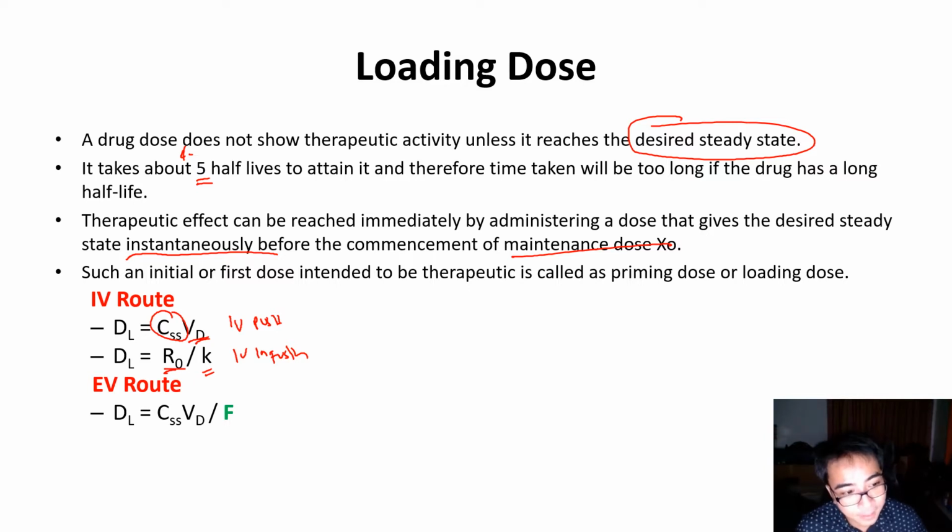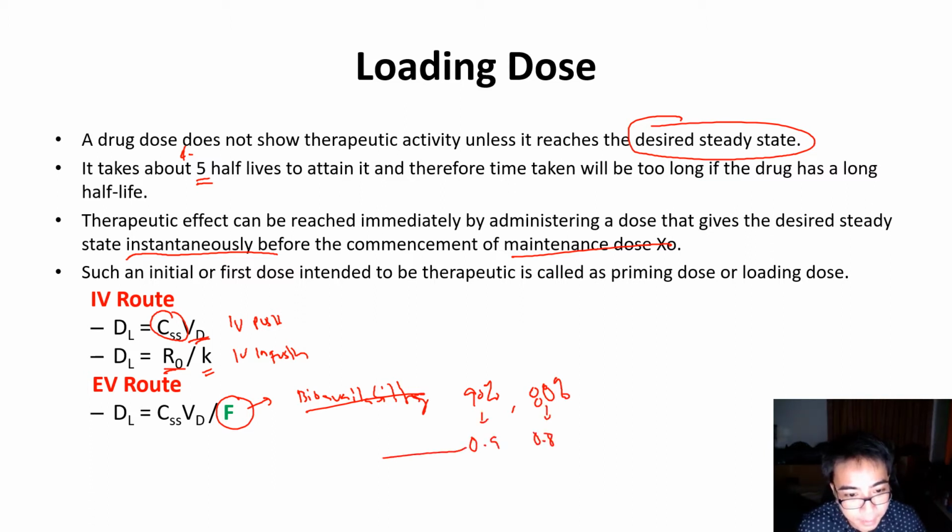And for the extravascular route class, tatandaan lang natin lagi, andyan si F. F would refer to your bioavailability. Okay? The bioavailability. So is it 90%? Okay, 80% bioavailable. Okay, then of course, dapat in decimal lagi to. So 0.9, 0.8 pag gagamitin siya sa equation.